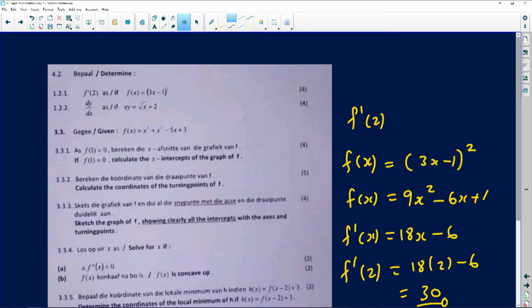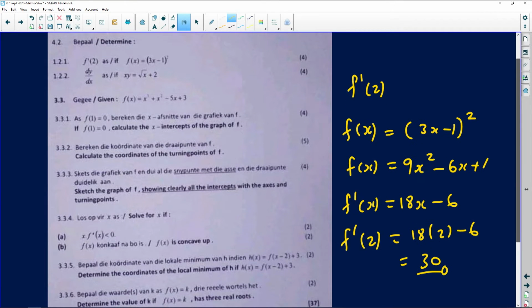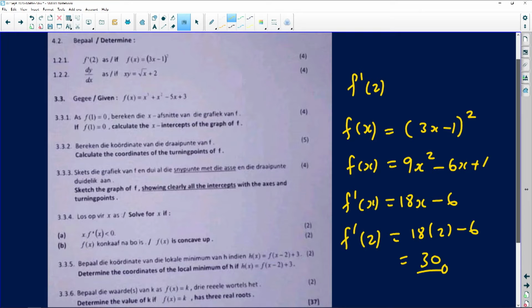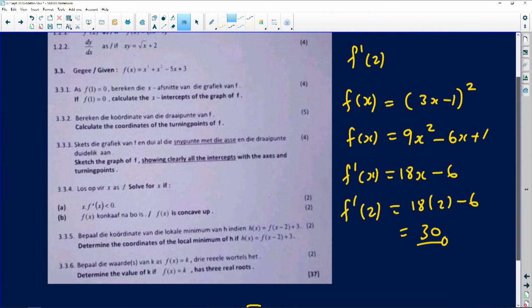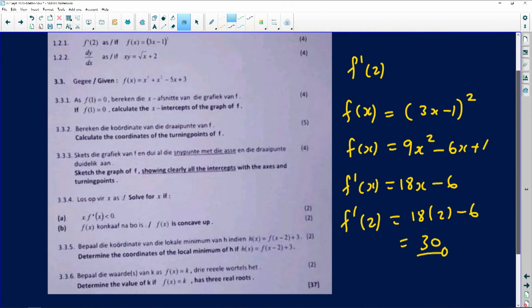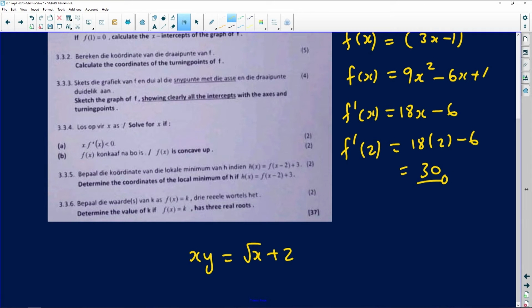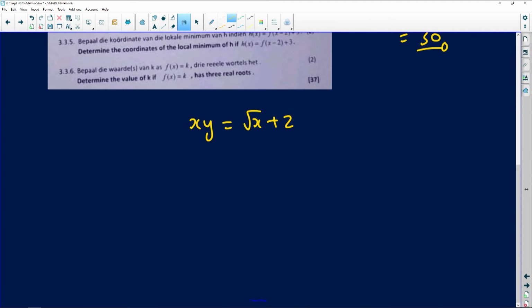Okay. Second question, they're asking you to find dy over dx if xy equals the square root of x plus 2. So we have xy equals the square root of x plus 2. We want you to find dy over dx in that particular equation. You can't find dy over dx if y is not the subject of the formula. Now I have to divide everybody by x. I'll have y equals the square root of x over x plus 2 over x.